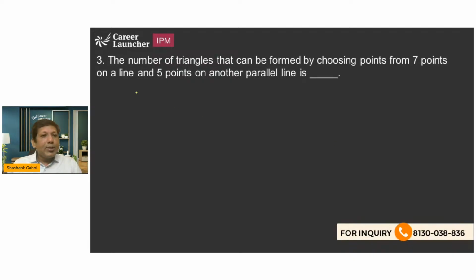Okay. So, I got one line, I got another line, and both lines are parallel. I got 7 points: 1, 2, 3, 4, 5, 6, and 7 points. I got 5 points over here: 1, 2, 3, 4, and 5. Okay. Now I want to make a triangle. How I am going to make a triangle? I can pick 2 points from here, 1 point from here.